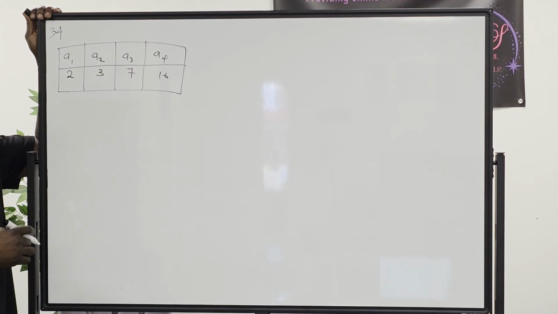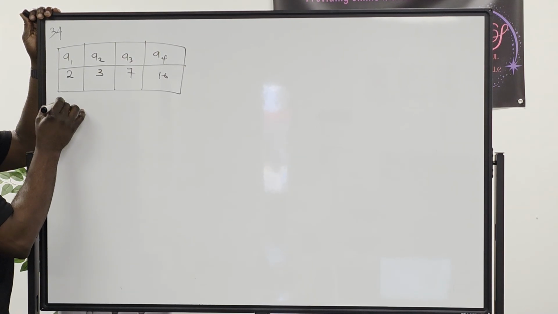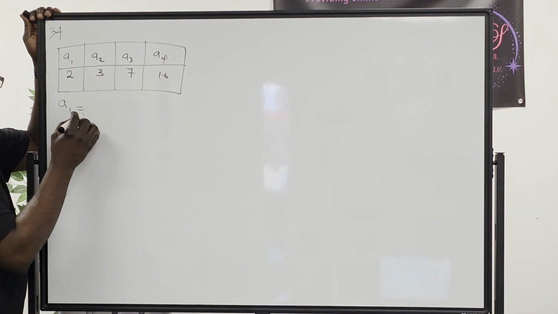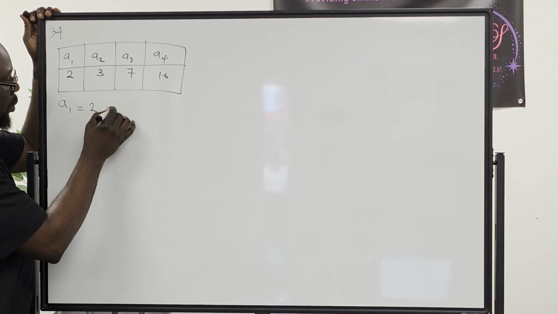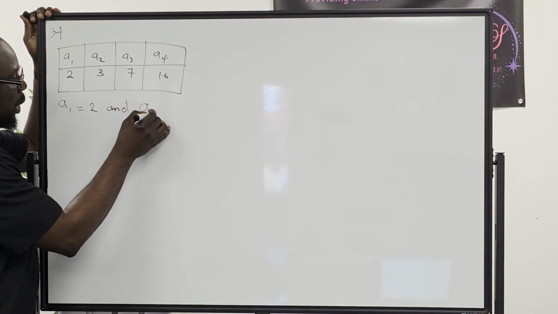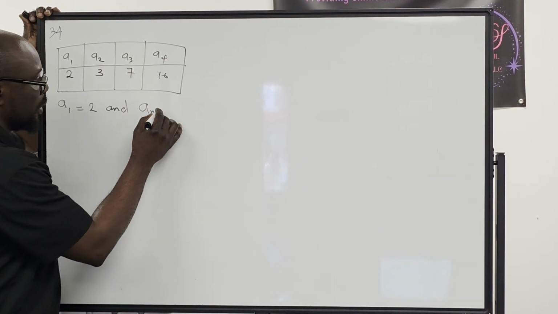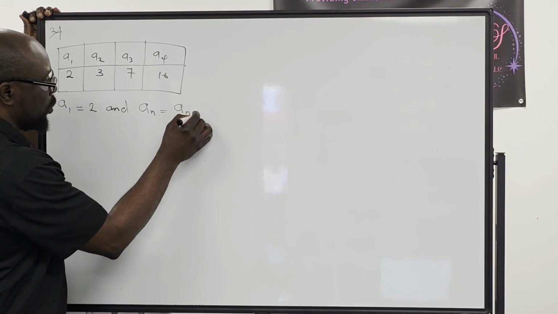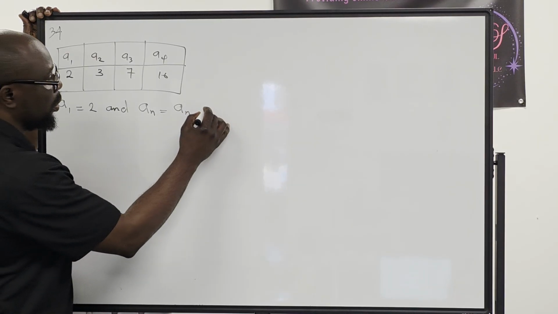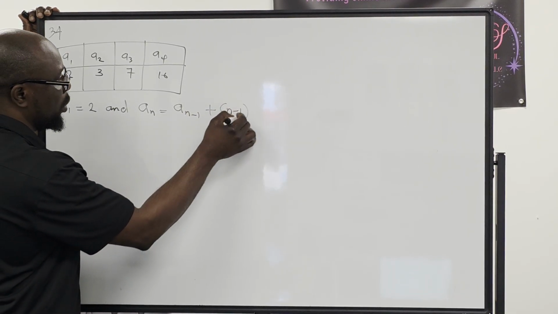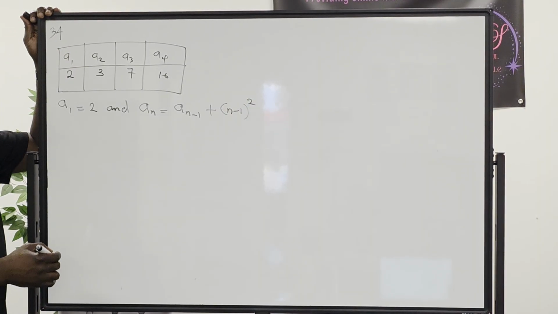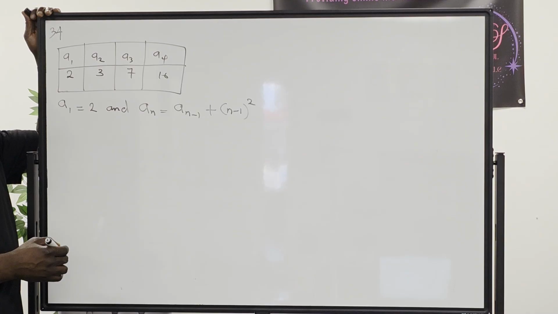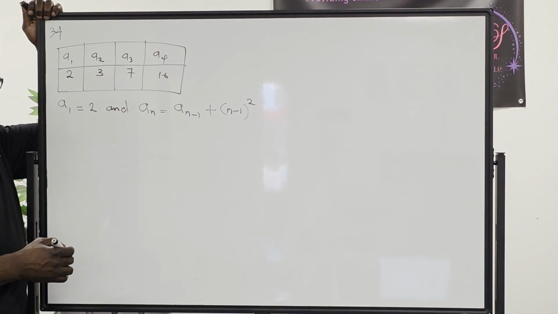The sequence is defined by A1 is equal to 2 and AN, which is the nth term, is equal to AN minus 1 plus N minus 1 squared, for N greater than or equal to 2. What is the 6th term, A6?